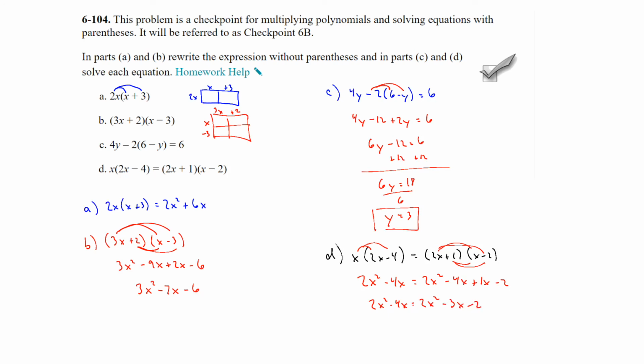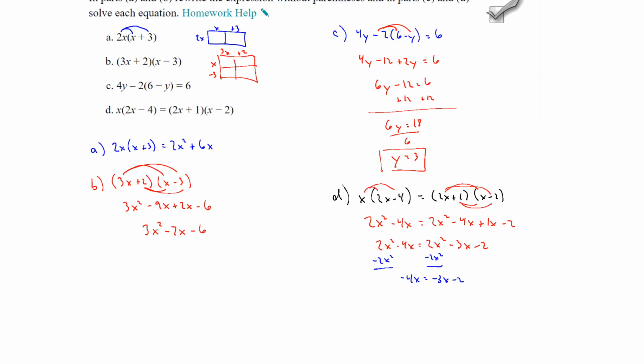We can then subtract the 2x squareds, and they do cancel, so all we're left with is -4x is equal to -3x minus 2. Get the variables on the same side. We're going to add 3x. That'll give us -x equals -2. Divide by -1, and x is equal to 2.